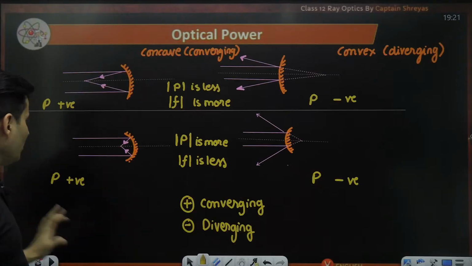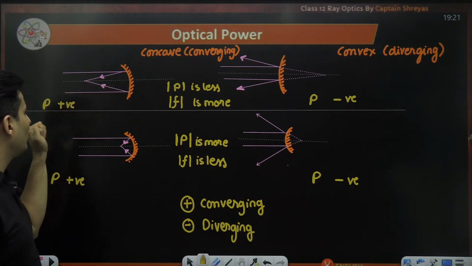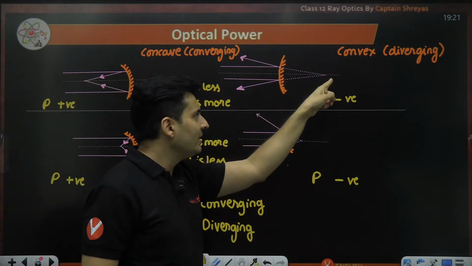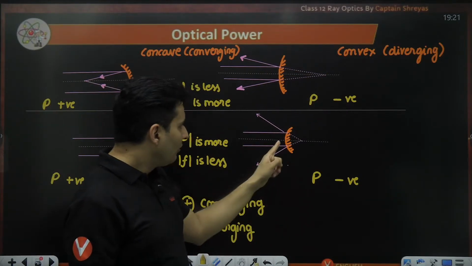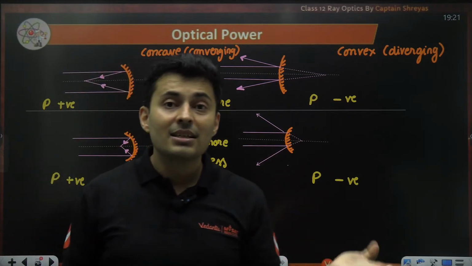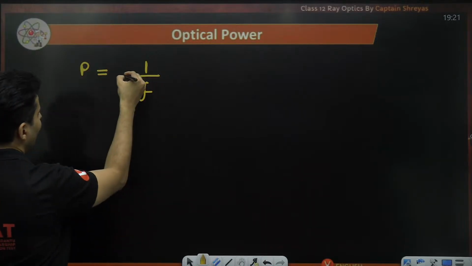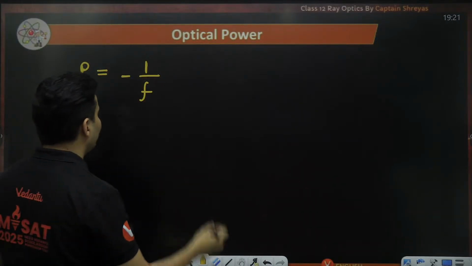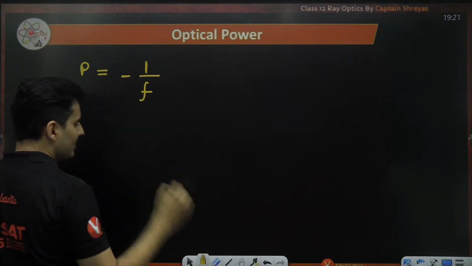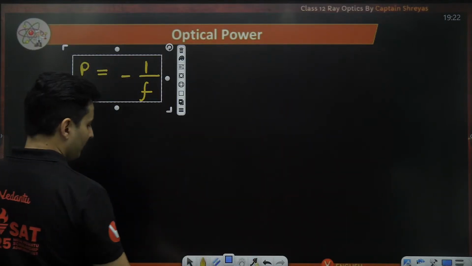Not just that, see over here, focal length is negative, but power is positive. Focal length is positive, power is negative, which means the signs are opposite. So I can't just put 1 by f, I'll have to put minus 1 by f. If f is negative, P is positive. If f is positive, P is negative. So this is the right formula for power.